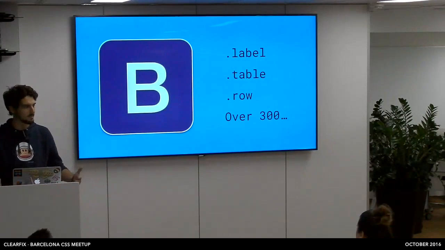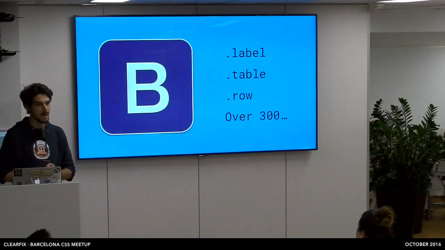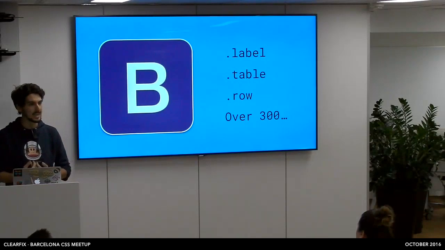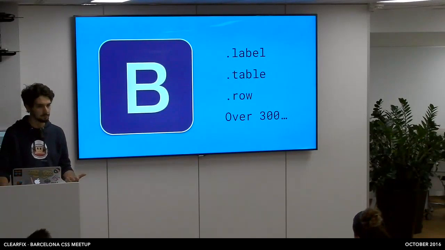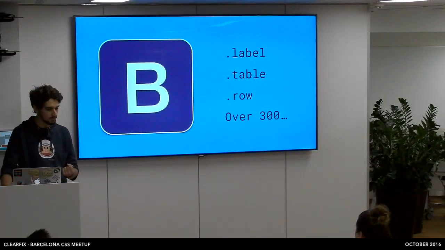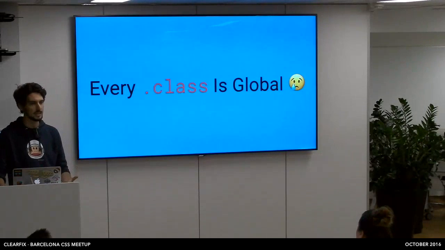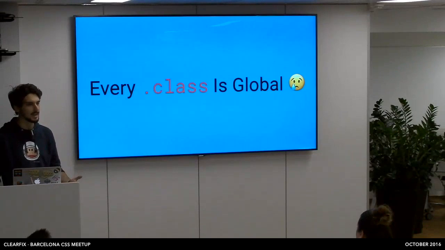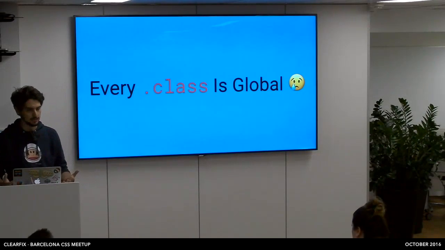So every time I decide to use Bootstrap or another CSS framework, I have to make sure that none of the CSS classes that I define is colliding with the classes of my framework. And so in a nutshell, the CSS global problem is the fact that every class in CSS is defined as a global. There's no way to namespace our classes.